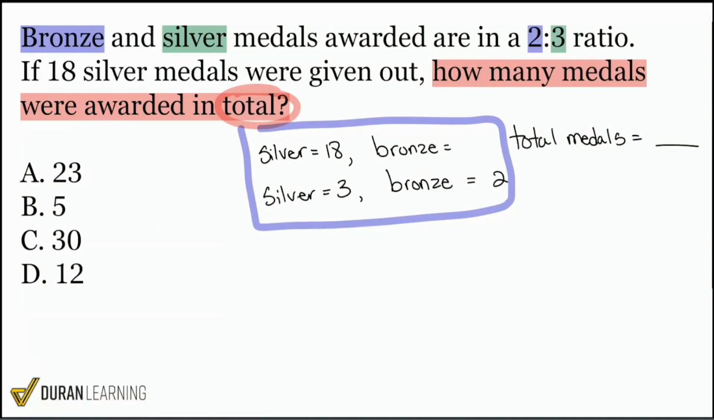And everybody, you tell me, if I were to work on this in this way and get this bronze value right over there, what am I supposed to do with that number once I get it? What am I supposed to do with it? Yeah, once we get bronze, to get total, we're just going to add things up. That's it. Silver plus bronze will give you that total.